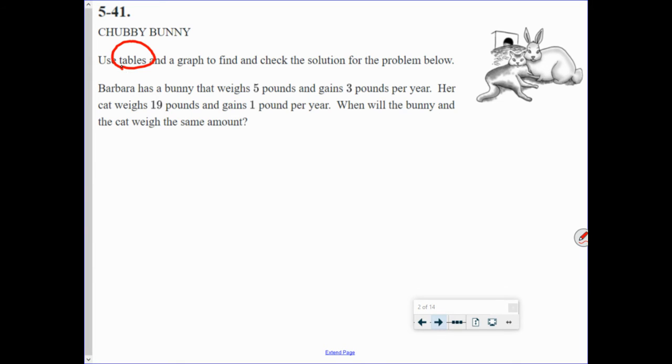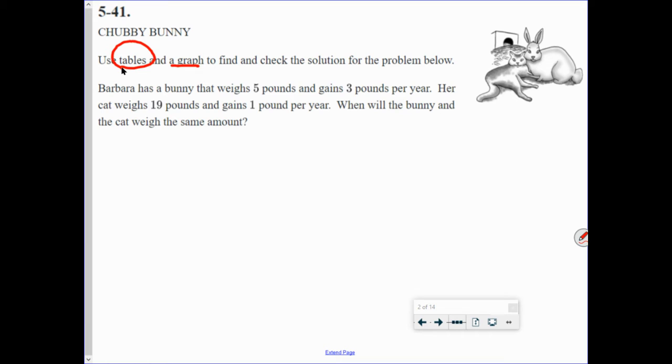You could use multiple tables, or one table, and we'll talk about that in just a second. And then a graph. See how it says tables, plural, and then a graph, meaning both will be on the same graph, okay? Whenever it says a graph for two different things, it means both on the same graph, okay?